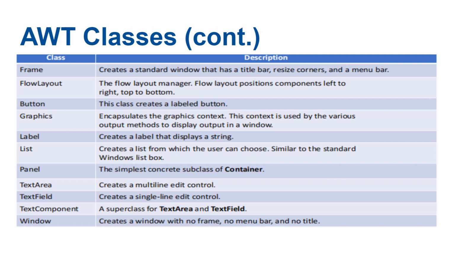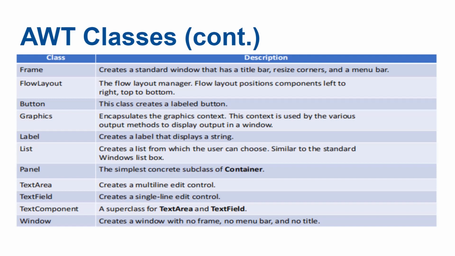Label creates a label that displays a string. List creates a list from which the user can choose, similar to the standard Windows list box. Panel, the simplest concrete subclass of Container. TextArea creates a multi-line edit control. TextField creates a single line edit control. TextComponent, a superclass for TextArea and TextField. Window creates a top-level window with no frame, no menu bar, and no title. Okay, so this is all about AWT classes.